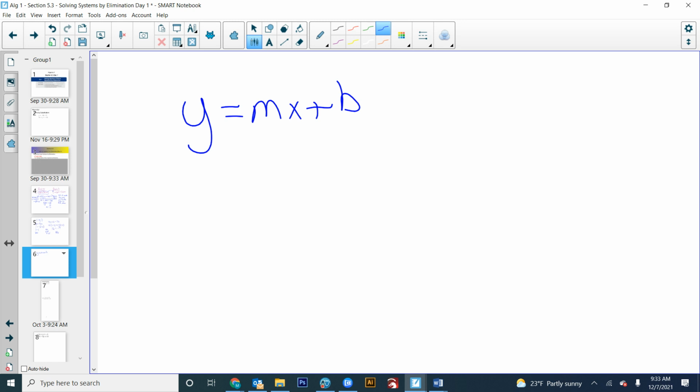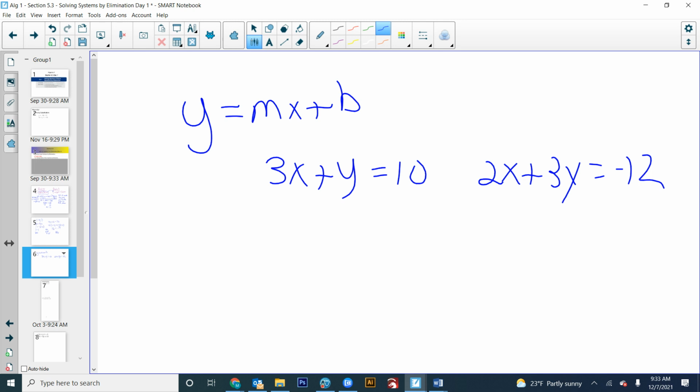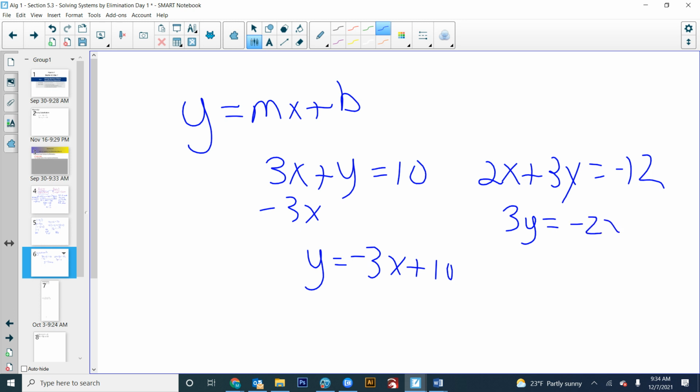Just remember, guys, look at number 4. I had this equation, 3x plus y equals 10. And the other equation was 2x plus 3y equals negative 12. I can't graph either of these. I need to solve for y, right? How do I solve this one for y? It's one step. Subtract what from both sides? There's my equation. My slope is negative 3 over 1. My y-intercept is 10. This one I had to subtract 2x, so I end up with this.